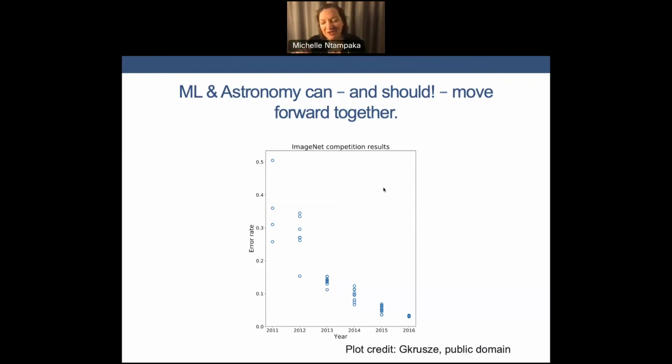Cosmology has well-defined problems and really interesting data sets that can allow machine learning to build new algorithms to address them. So I really think there's an opportunity here for a synergy for ML and astronomy to move forward together.